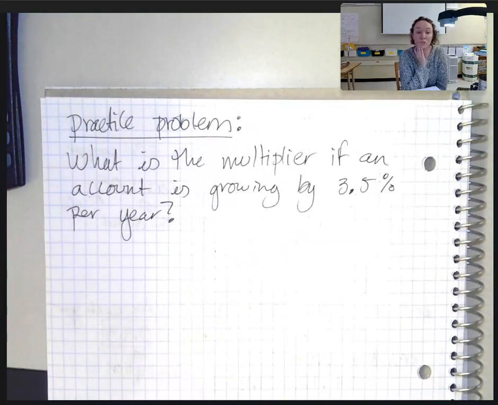All right, practice problem. What is the multiplier if an account is growing by 3.5% per year? Good luck.